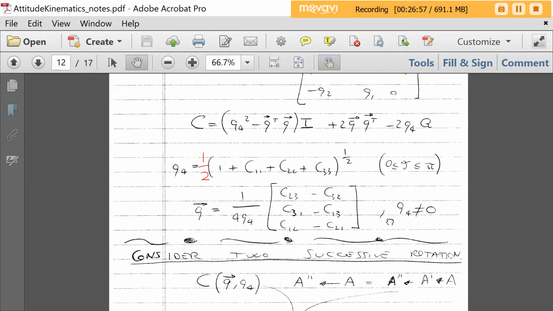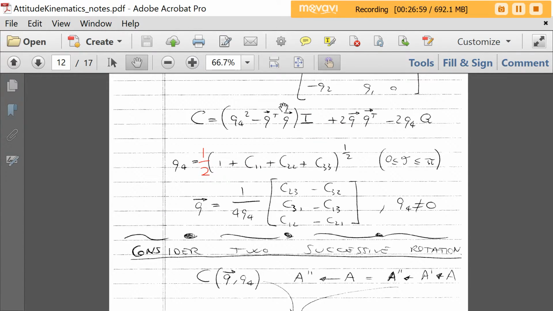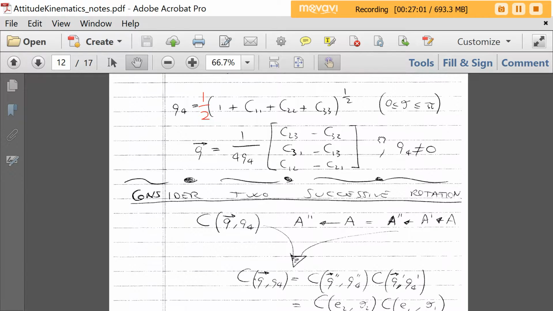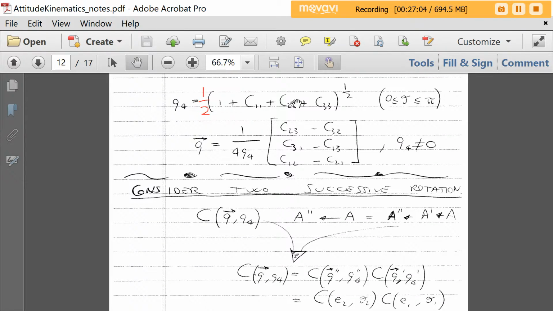The vice versa is the following. If you're given the DCM, this is just another way of writing it. If you're given the DCM, so you have the components of this matrix as we discussed them before, and you want to go to the quaternion, the scalar component is given by this expression, 1 over 2 times the square root of 1 plus C11 plus C22 plus C33, and the vector part, Q1, 2, and 3, are given by this other relationship.